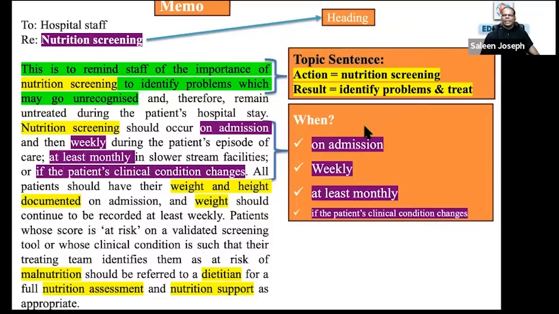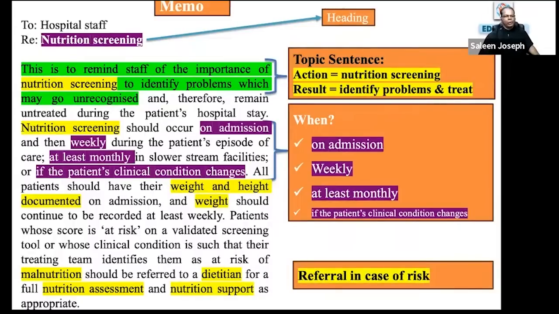Okay. So when it is to be done, nutrition screening on admission, weekly, at least monthly, with the patient's clinical condition changes. First they say what happens if nutrition screening is done, then says when it is to be done. Risk at the end they are speaking about for referral if there is a risk. So those things are not at all required here because it is a topic sentence based question.